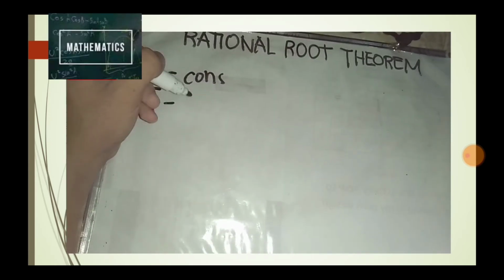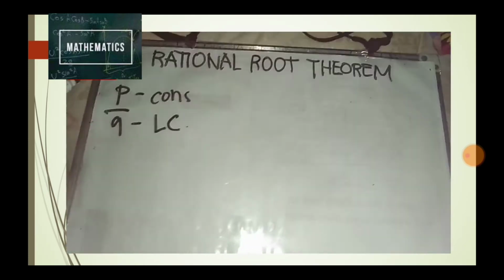So, let us have some video of how I discuss. Based on the formula that I gave you a while ago in my presentation, we have P over Q. The P stands for the factor of the constant term, and the Q stands for the factor of the leading coefficient.